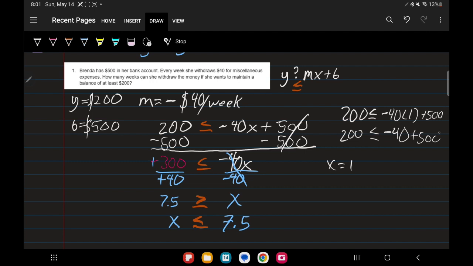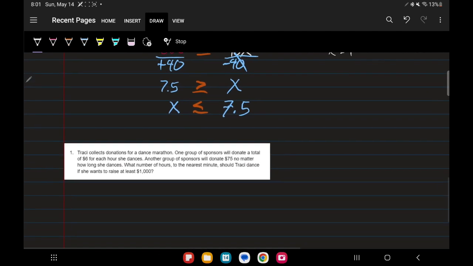Let's check. So 500 minus 40 is 460. Is 460 bigger than 200? Yep. So it checks out. Okay, last one.